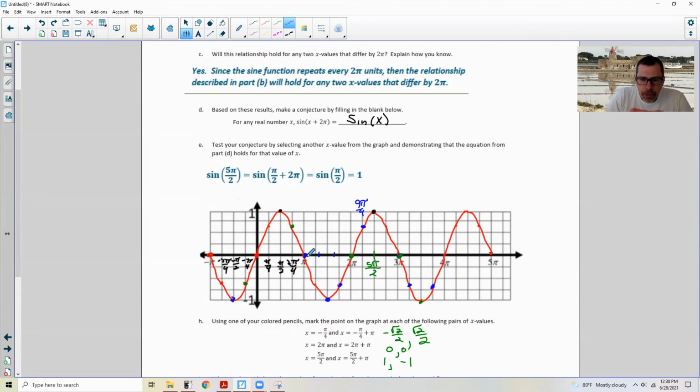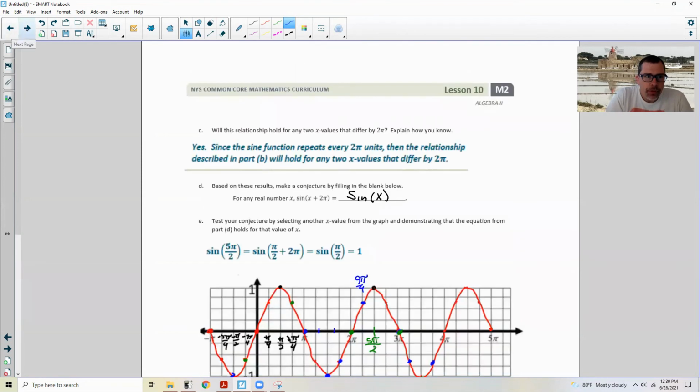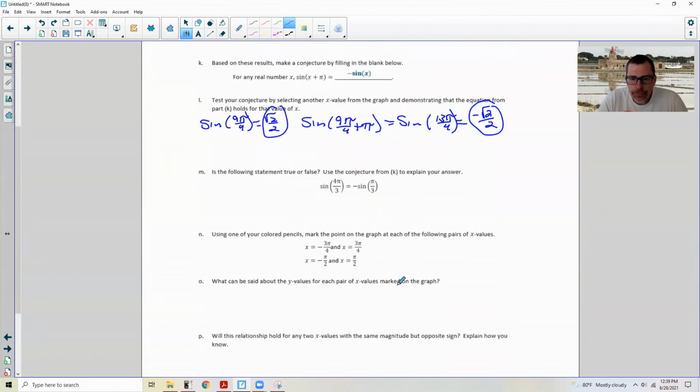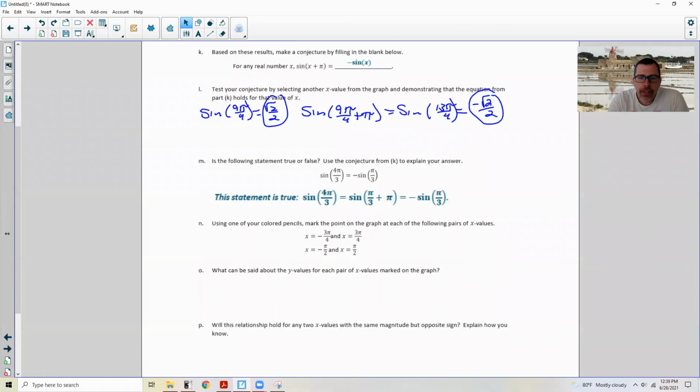Okay. This is pi. This is 5 pi over 4. Okay, so how are we going to tackle this? So this statement is true. We could say the sine of 4 pi over 3. We're using the conjecture from K, like they said. Sine of 4 pi over 3 is 3 pi over 3, which is 1 pi, plus another pi over 3. And therefore, that has to equal the negative of what we're adding to pi.